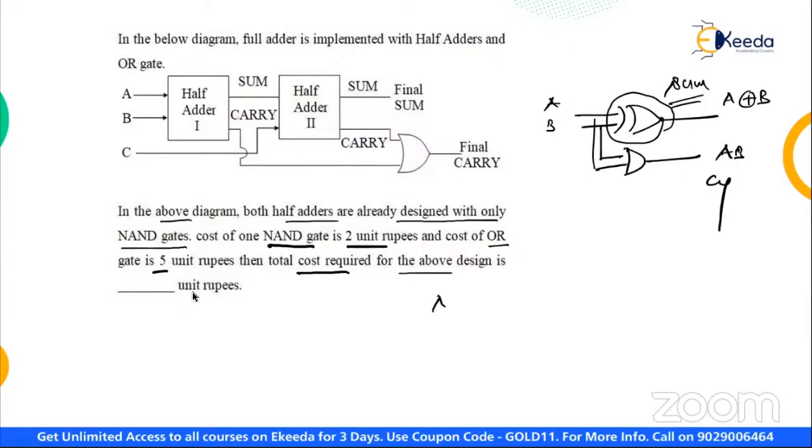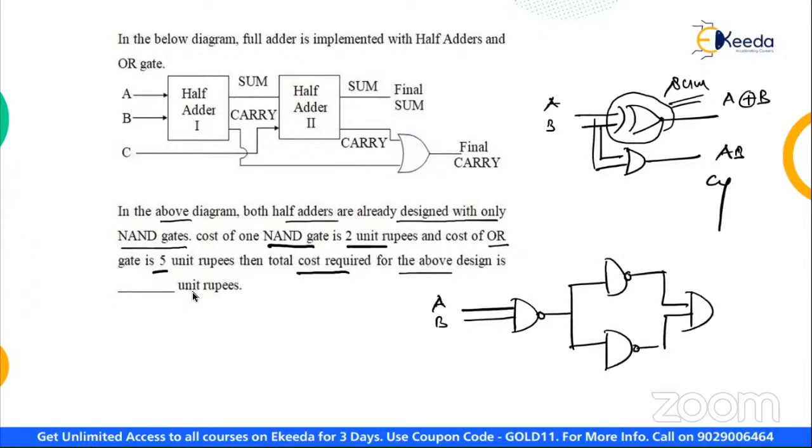For the XOR gate, we have got a standard diagram. I'm sure people do remember that. This is how we draw. And this A is connected over here, this B is connected over here. So this is the standard diagram for the XOR gate, guys. 1, 2, 3, 4. So far, 4 NAND gates are needed.